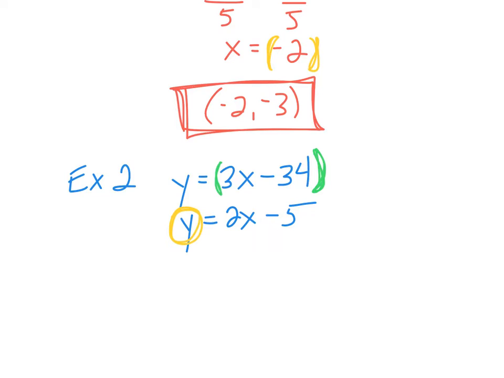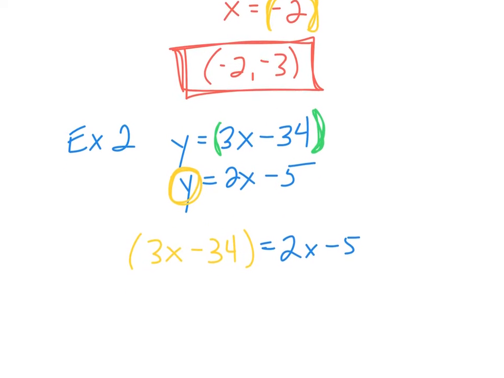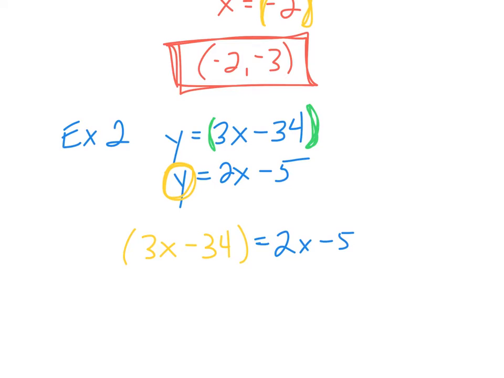And so I wind up with a place where I have the 3x minus 34 now equal to the 2x minus 5. And so I took my two equations and I basically set them equal to each other. And so now I just have an equation where variables exist on both sides, and I need to move all my variables to one side and then solve for that variable. I like to bring things to the left when possible, so I'm going to subtract 2x from both sides.